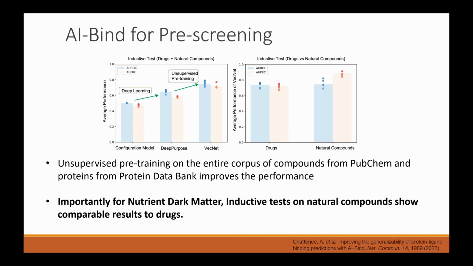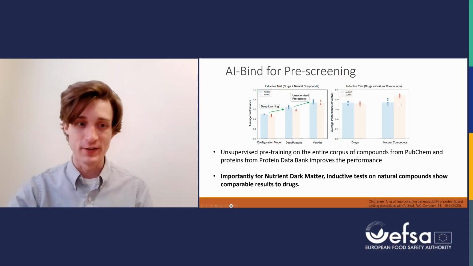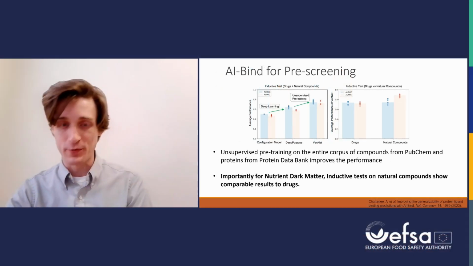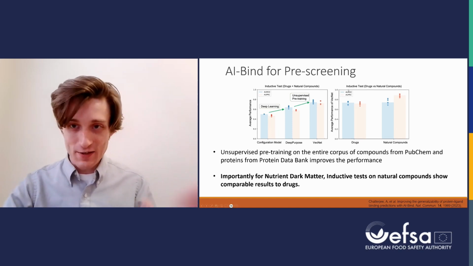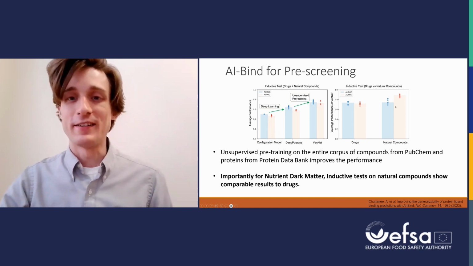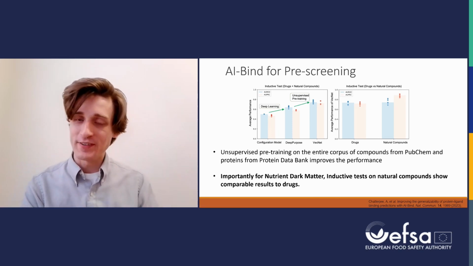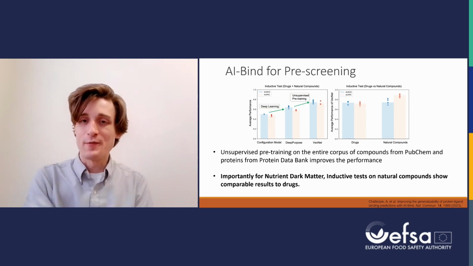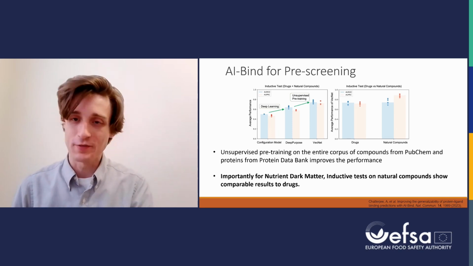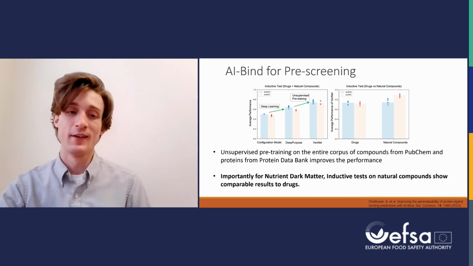More importantly for us in the food space is that when we look at these models and compare their predictive performance for drugs versus natural compounds that we find in food, this is using the nutrient dark matter, what we see is that there is not a drop in performance, suggesting that these models that are being trained on drugs can be used on food compounds. And as Julia was showing before, a lot of the drugs and the food compounds actually share a similar space, as the natural compounds are the building blocks of drugs, and are the inspiration for a lot of drugs.